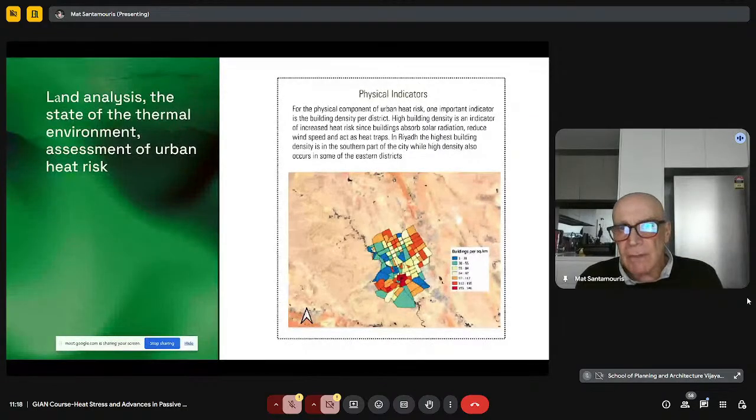For the physical component of urban heat risk, an important indicator is the building density per district, which is one of the best indicators that really defines the increased heat risk. Since buildings absorb a lot of solar radiation and reduce the wind speed, and in reality act as heat traps. In Riyadh, the highest building density is in the southern part of the city, and the higher density also happens in the eastern district. So we had all the characteristics at the ground level of the city.